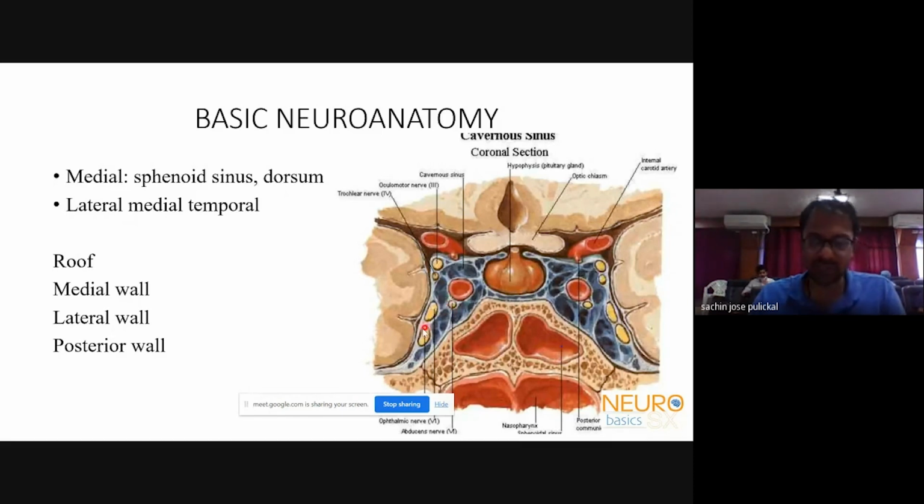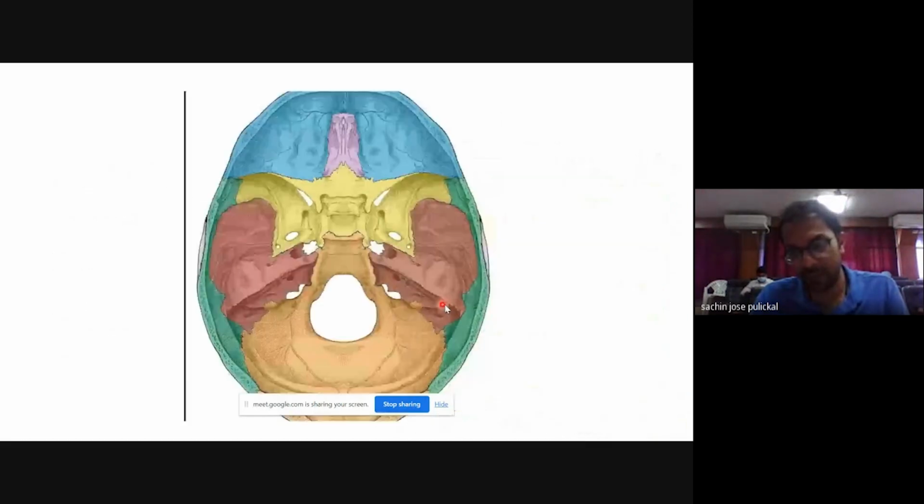The reason I did not talk about V2 is that this picture is actually incorrect, because according to the current concept and according to Rhoton, V2 is not a content of the cavernous sinus. It travels outside the cavernous sinus. So this is what we already know about the cavernous sinus.